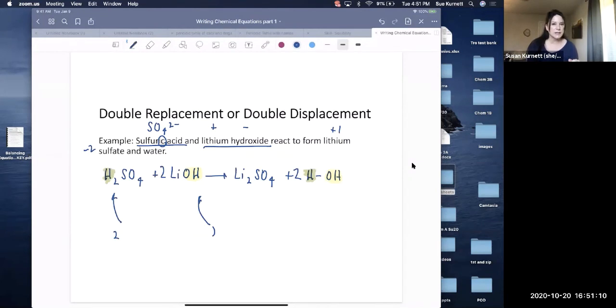Once I do that, the salt always works out. The salt has 2 lithiums. I have 2 lithiums. 1 sulfate, I have 1 sulfate. So when you're balancing double displacements that are neutralizations, focus on this acid and this base. How many waters can they make? And then find the lowest common multiple. In this case, the lowest common multiple was 2.